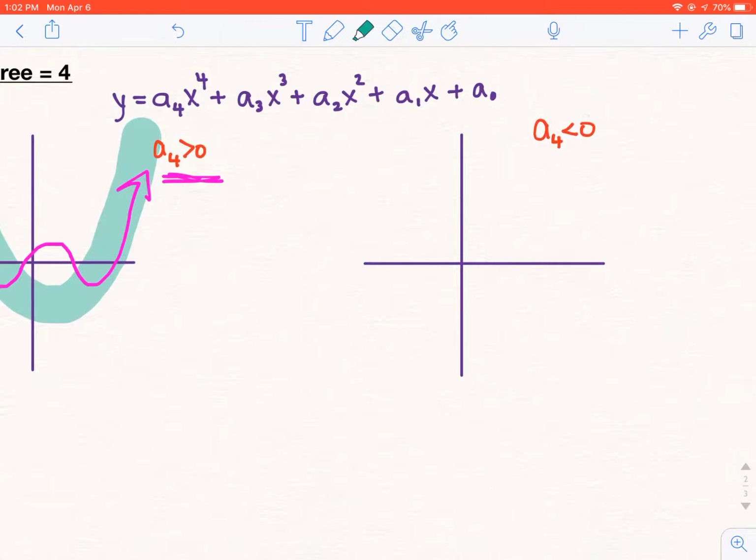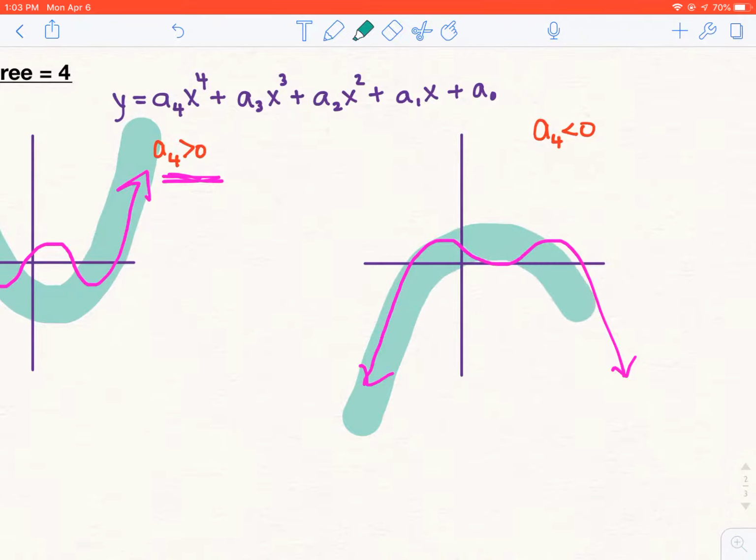So same way here, when a is negative, it's going to open down. So it's going to start in the bottom, and 1, 2, 3, 4, maybe it does something like that. I really have no idea, but I do know that it's got to start and end like an upside down parabola. So kind of keep that in mind.